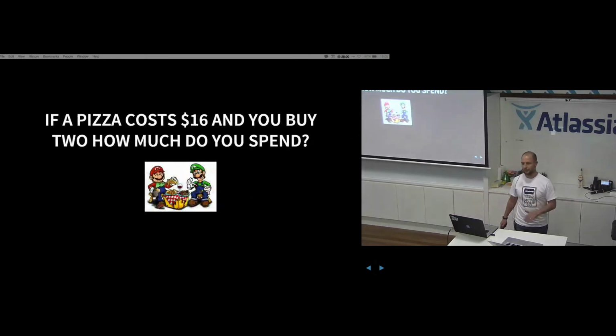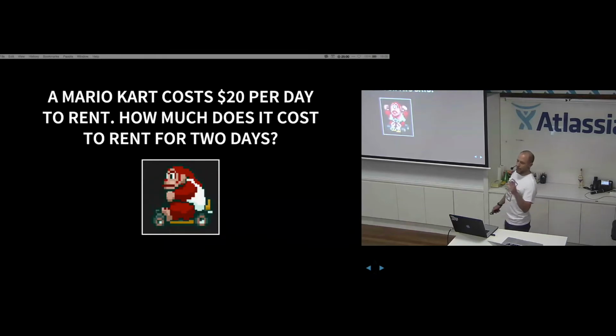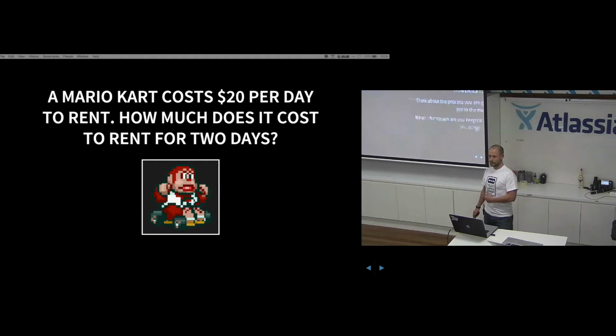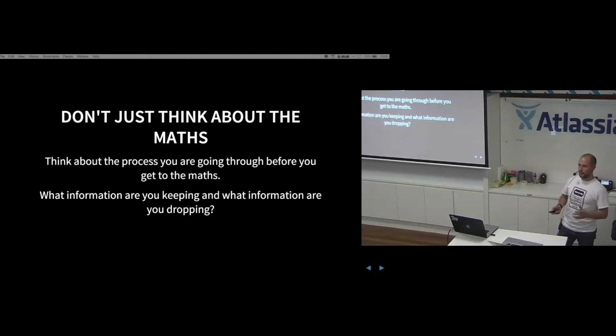They're pretty easy. If a pizza costs $16 and you buy two, how much do you spend? Don't shout out the answers. If you hire a Mario Kart for $20 a day and you rent it for 2 days, how much do you spend? The point is not to think about the maths. Think about the process that you're going through: what information you're losing and what information you're keeping.